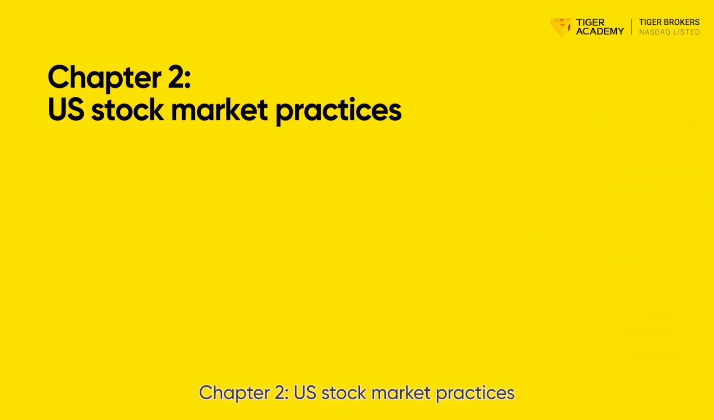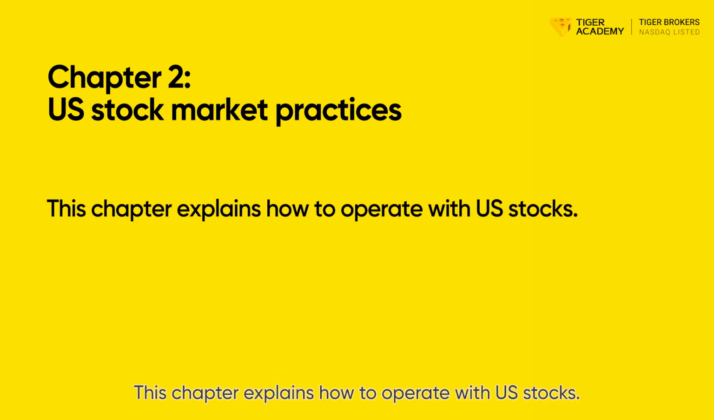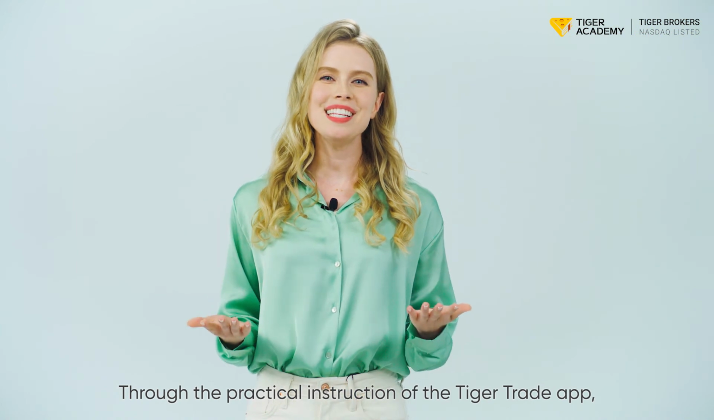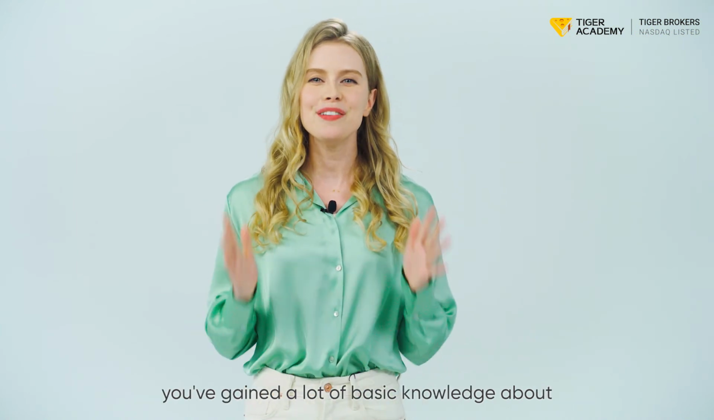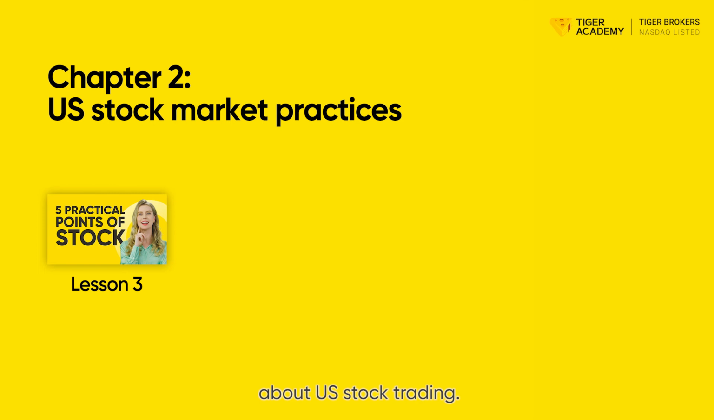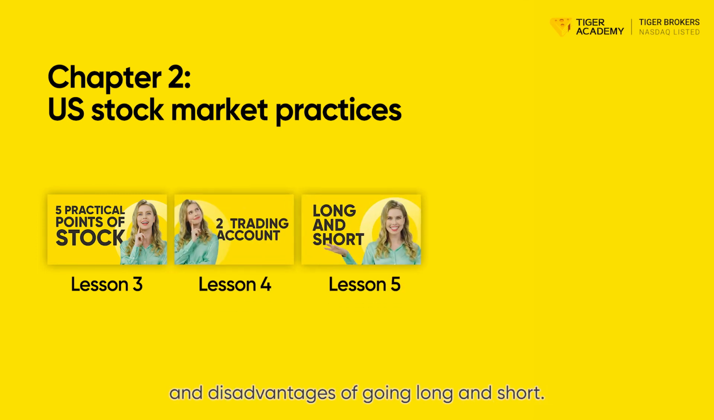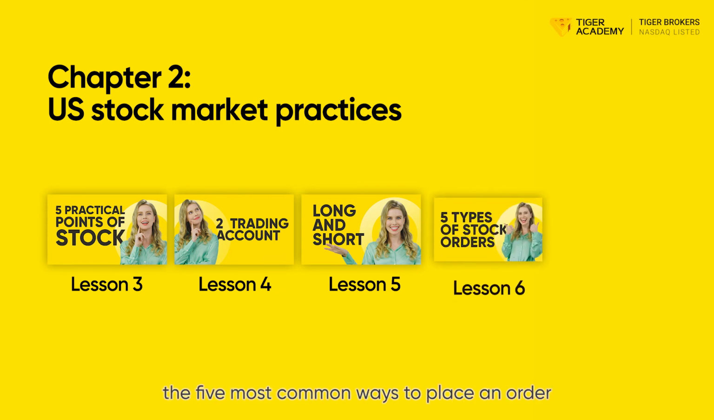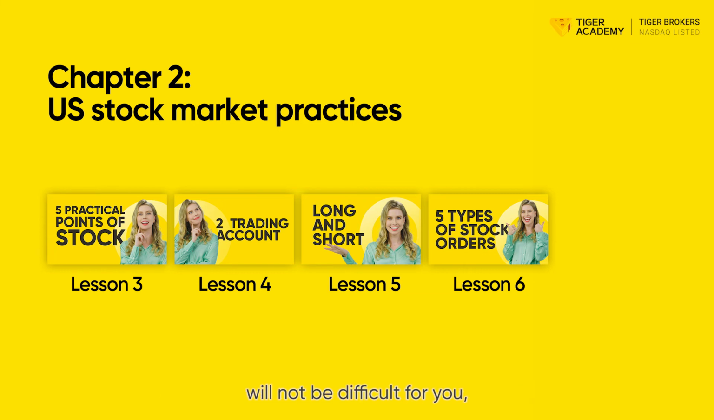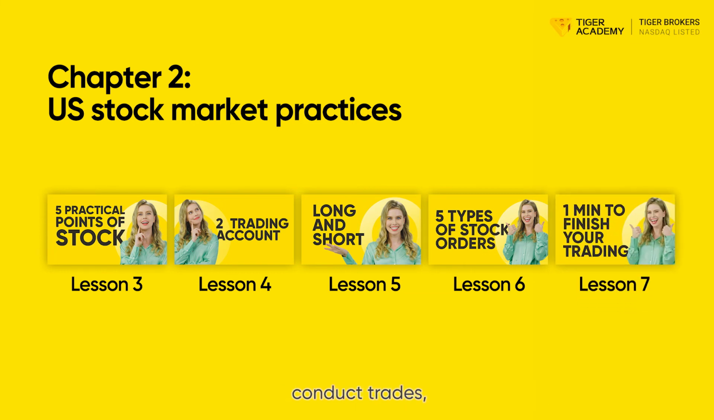Chapter 2, US stock market practices. This chapter explains how to operate with US stocks. Through the practical instruction of the Tiger Trade app, you've gained a lot of basic knowledge about US stock trading. You now know how to open a margin account and understand the advantages and disadvantages of going long and short. At the same time, the 5 most common ways to place an order will not be difficult for you, and it will be easier to read market quotations, conduct trades, read hotspots, and check announcements on the Tiger Trade app.